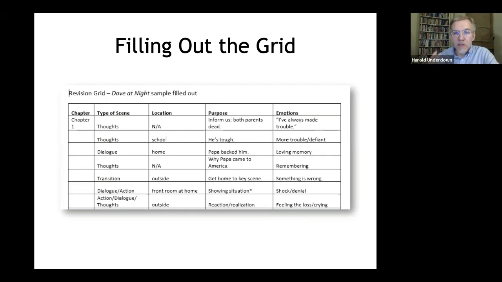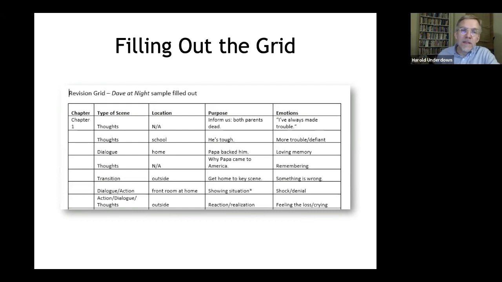who clearly was a loving character in his life, which then leads into another direction of Dave's thoughts, thinking about Papa and why he came to America. And from there, we transition back in a short paragraph. He's coming home from school. He gets home. His brother's sitting outside. His brother's been crying. There's something wrong. He doesn't know what yet.